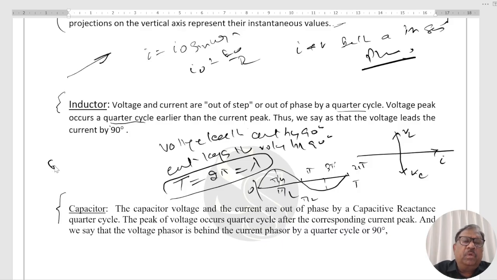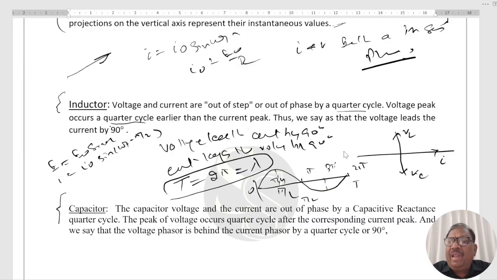So, if E equal to E naught sin of omega t, then I will be equal to I naught sin of omega t minus pi by 2. Current lags the voltage by 90 degree. To make the comparison, both terms should be of sine or both terms of cos. Omega t term is to be made positive by using the trigonometric property. And here I naught equal to E naught by XL.